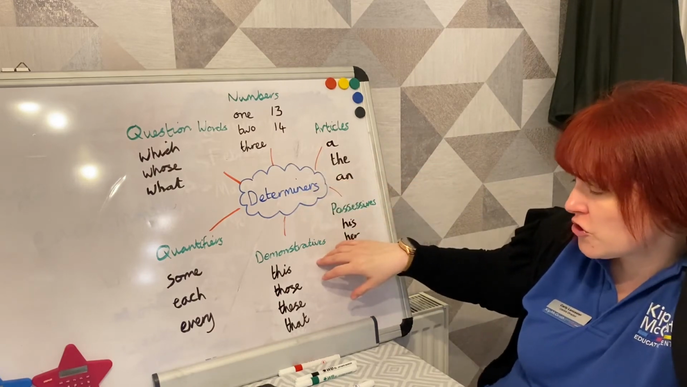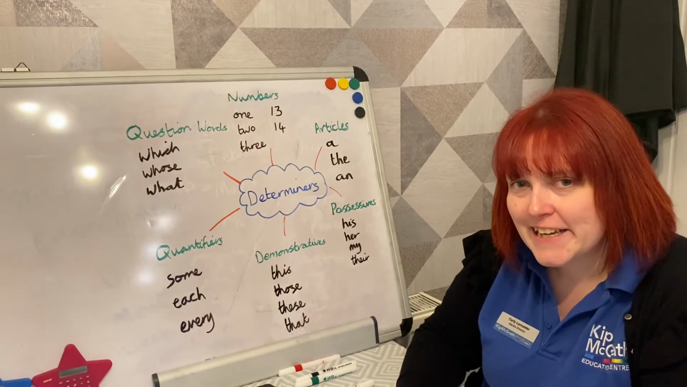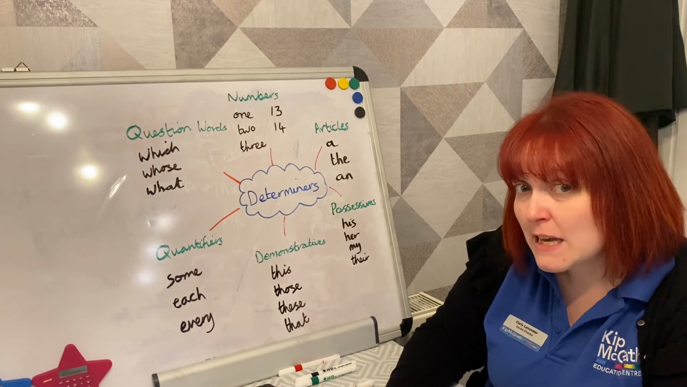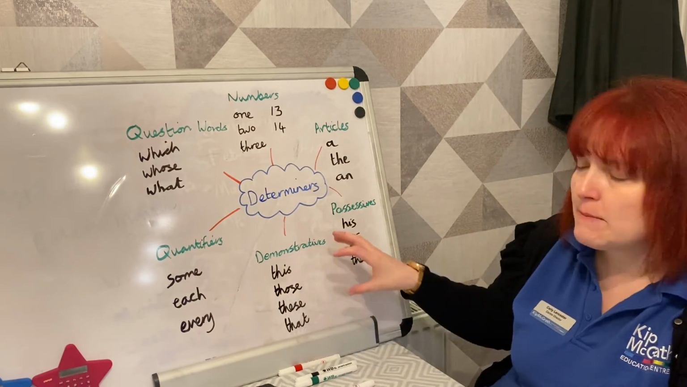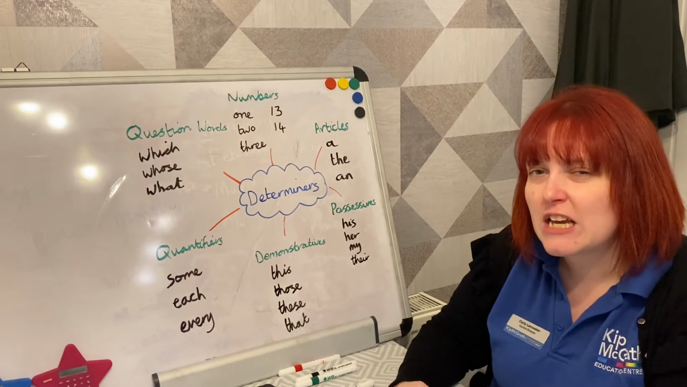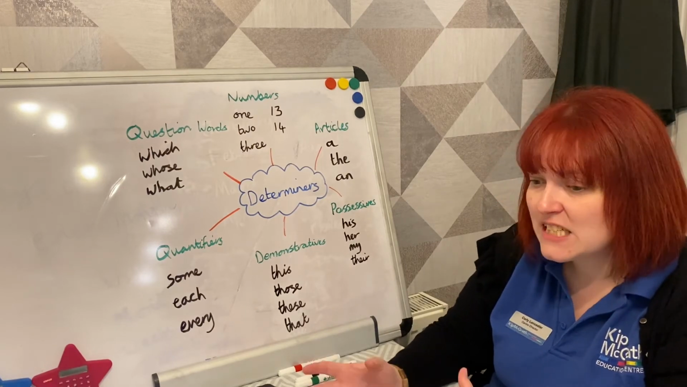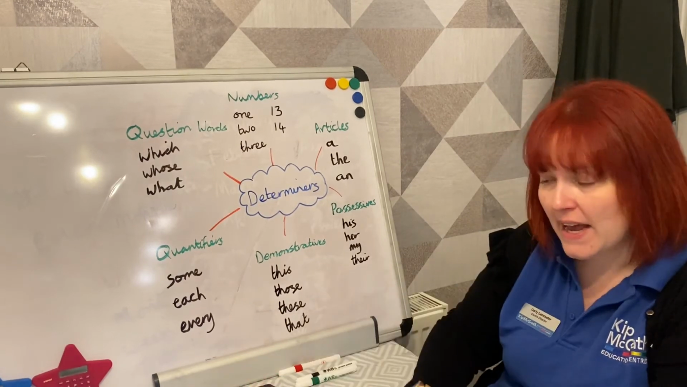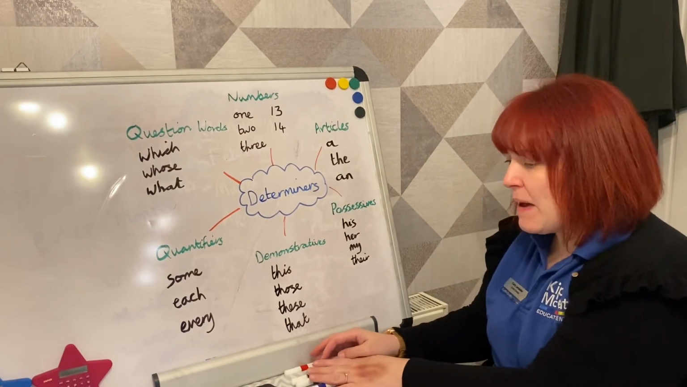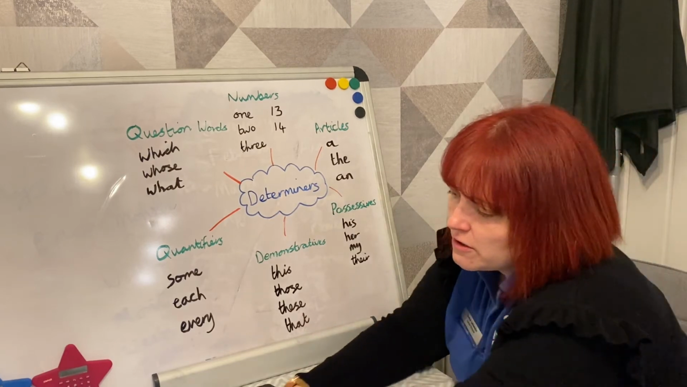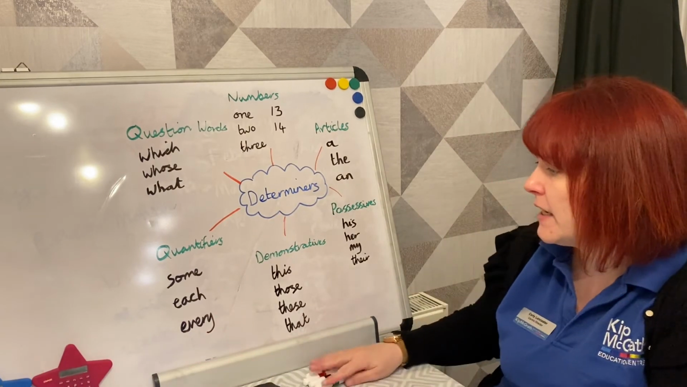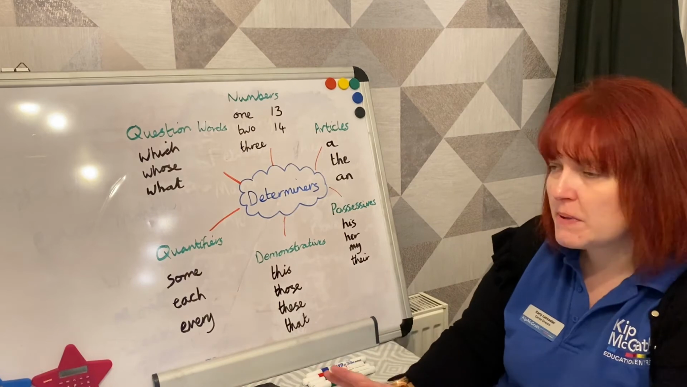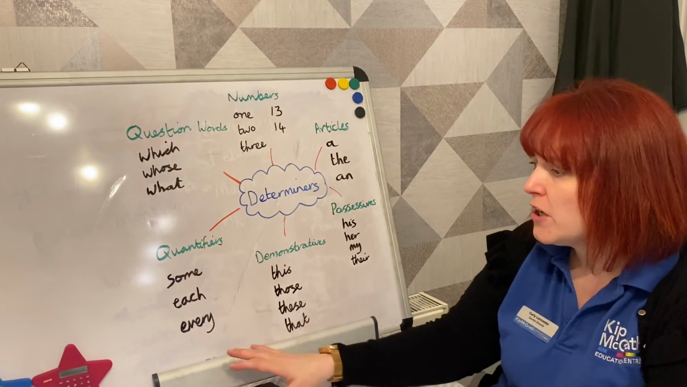Okay, demonstratives, hard to say. Demonstratives, some might say, but demonstratives, they are demonstrating which particular one, so they are usually involving identifying the specific one. So it's this pen, or it's that pen, or it's these pens, or it's those pens. Okay, so they are demonstrating which particular item we're talking about.